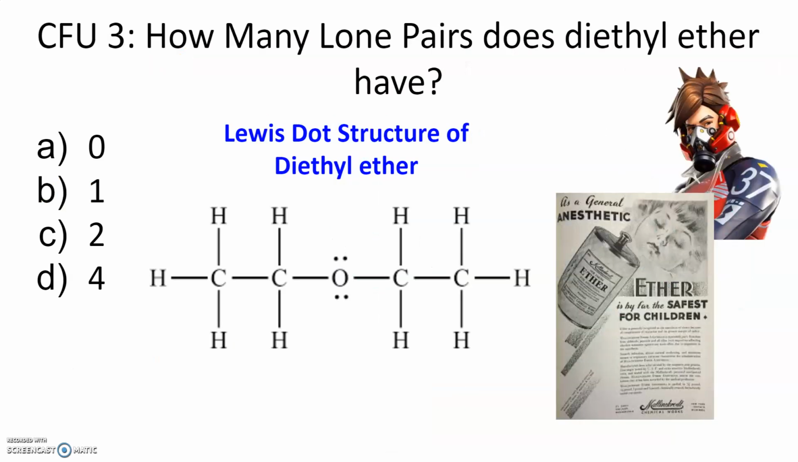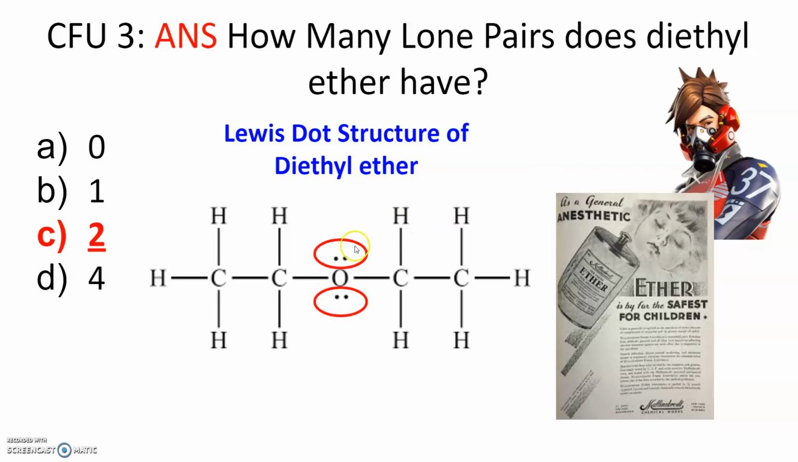All right, how about diethyl ether? How many lone pairs does diethyl ether have? Pause the video now. When you press play again, the answer will be revealed. Great, it just has 2, and I circled them there on that oxygen. There are 2 pairs of dots, so 2 lone pairs.